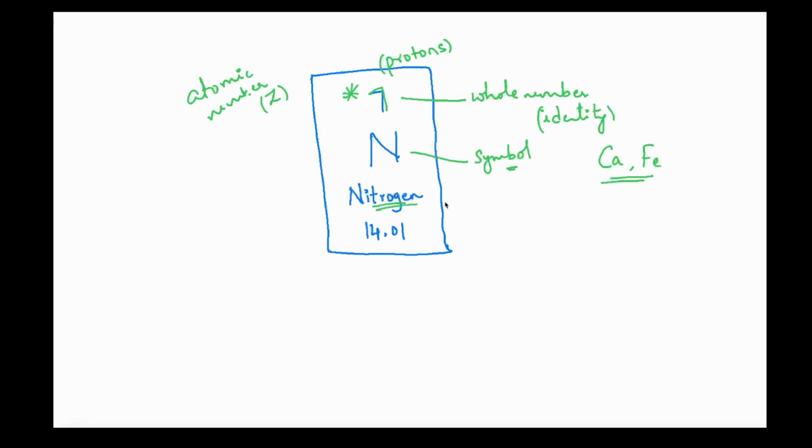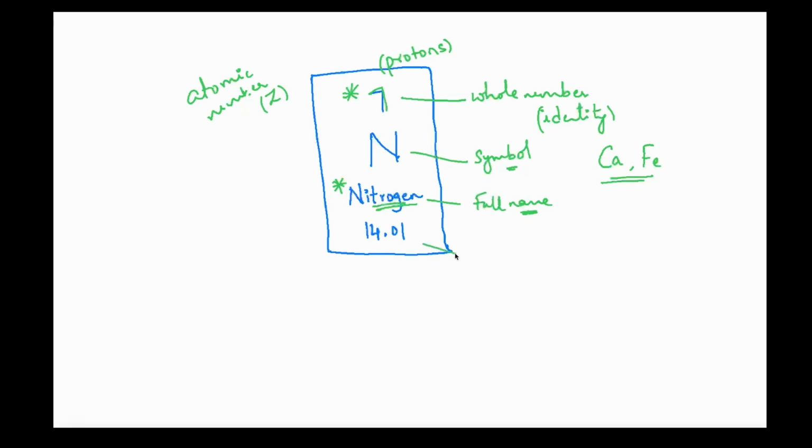The third one is the full name of the element. So we are looking at the element nitrogen now, and its atomic number is 7.